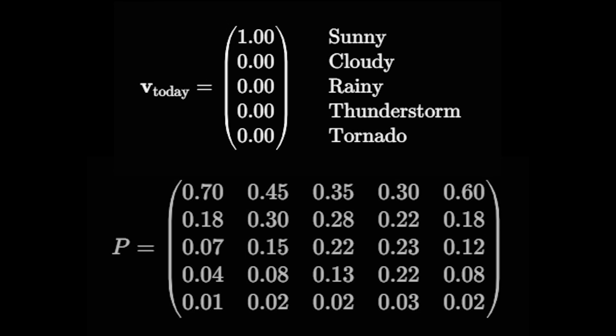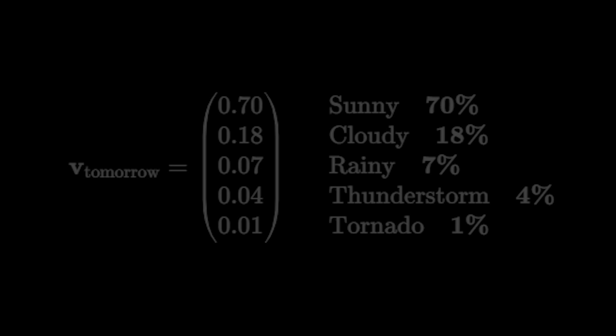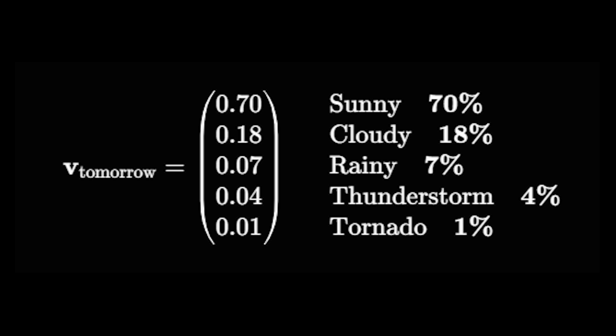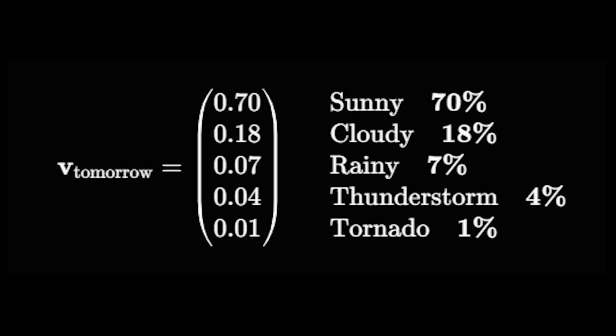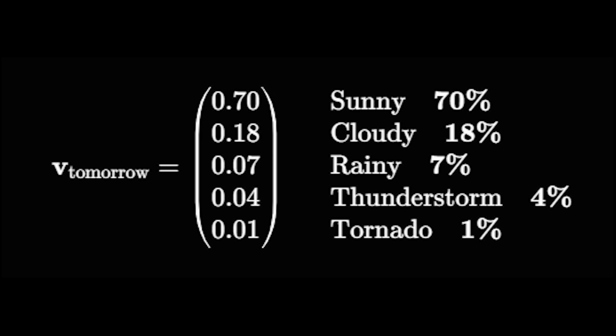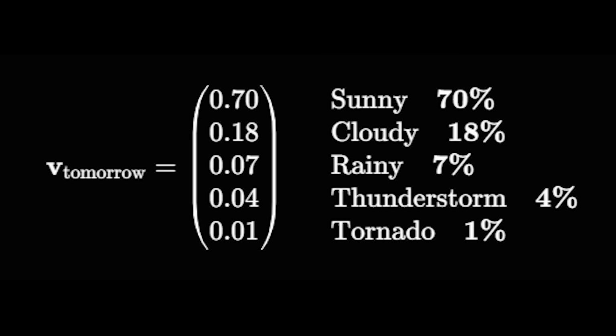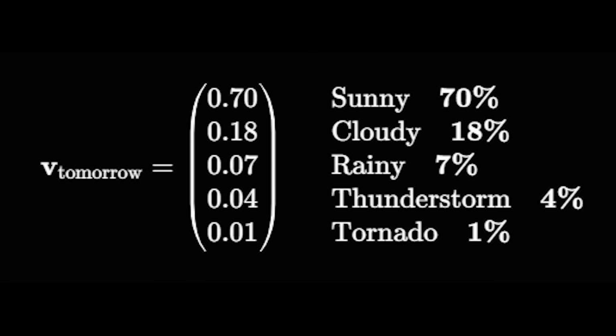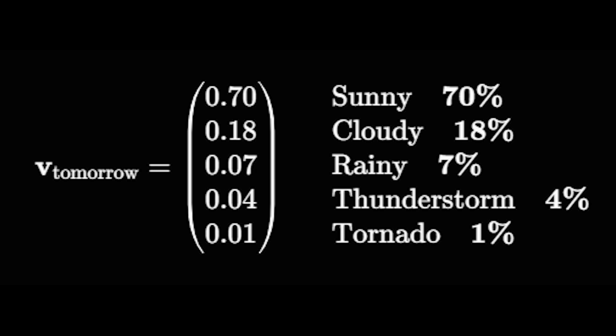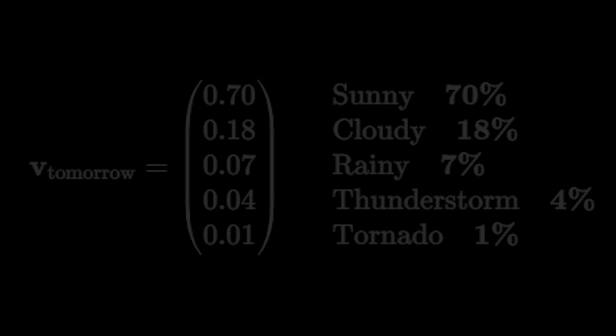So, if today has a 100% chance of being sunny, you take this vector with the 1 in the first row multiplied by the matrix. In doing this, you will get that tomorrow has the probabilities of 70% chance of sunny, 18% chance of cloudy, 7% chance of rainy, 4% chance of a thunderstorm, and a 1% tornado risk, which is the vector for probabilities after a sunny day we mentioned before.